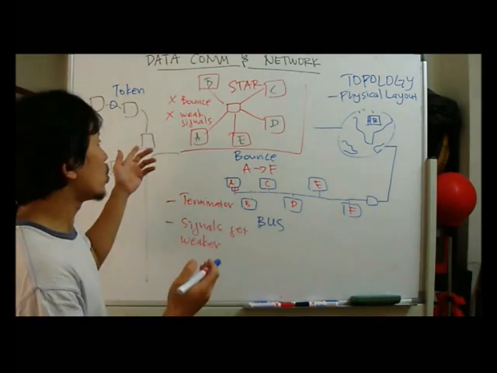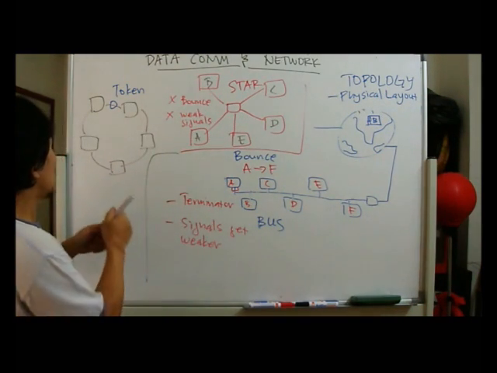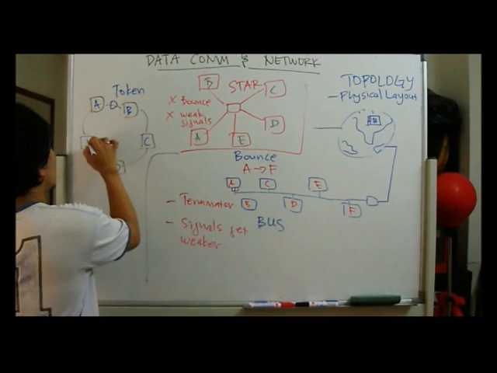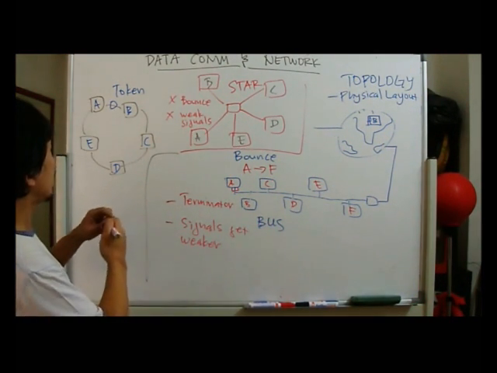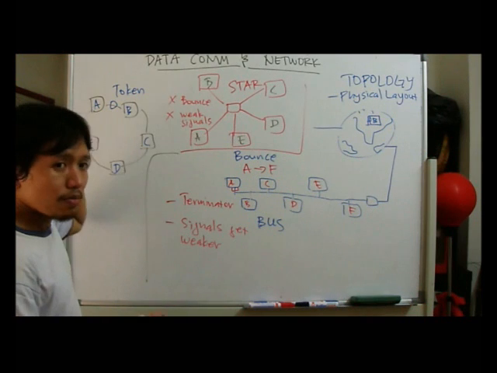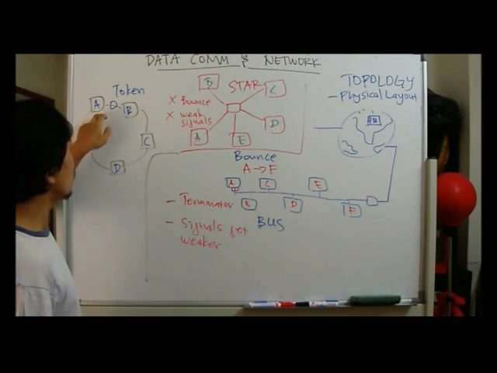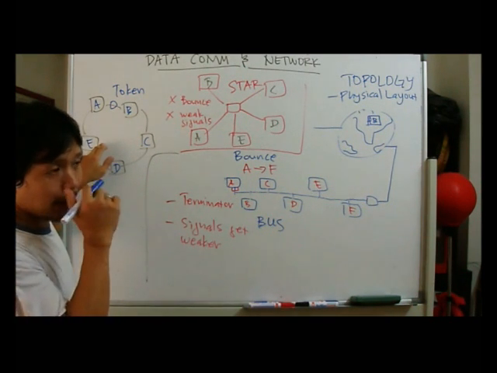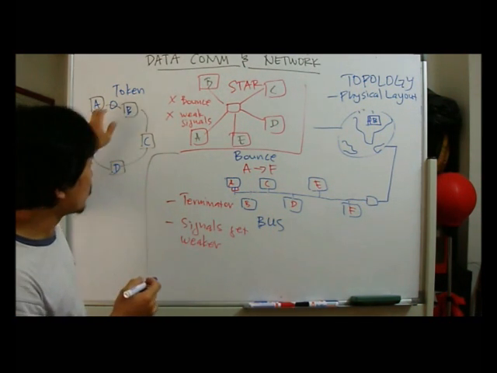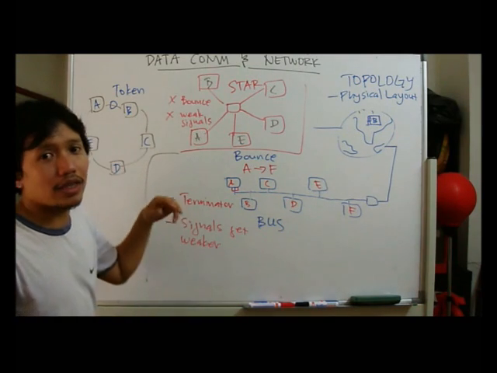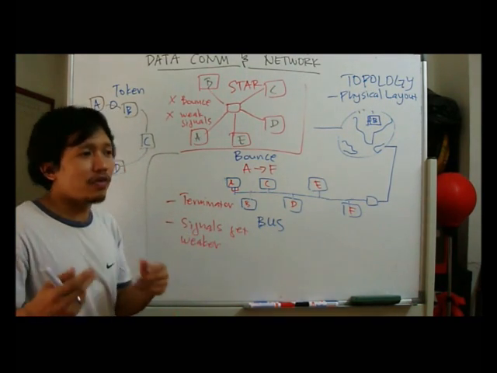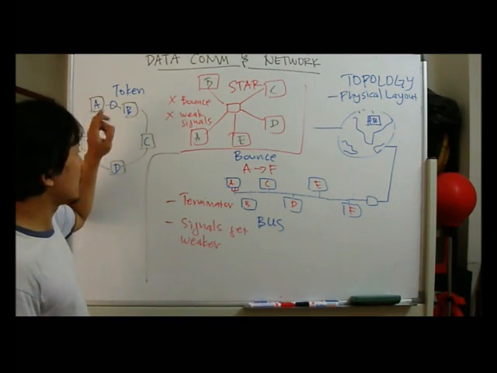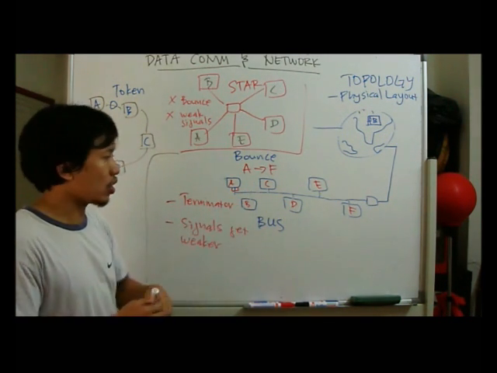Using the token is somewhat systematic because, let's say A wants to send to E. A just takes the token, puts the data onto the token, and the token will move around and get to E. E will take the data, and then the token will be free again. It will move around until someone else wants to send data. It's very organized in that sense because there is no problem with contention.